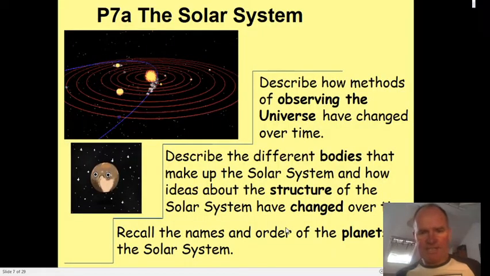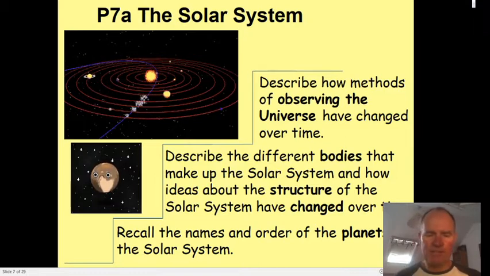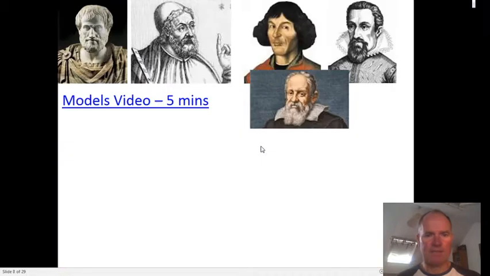So in terms of objectives for the lesson, methods of observing the universe, we need to appreciate how they've changed over time, starting with the very earliest days with the ancient Greeks. Then we're going to look at what makes up the solar system, how it is structured, how it is arranged, how it works, and how that's changed over time. And then perhaps the most basic one, but you need to master it, is to know the names and the order of the planets in our solar system. So let's move on from this.